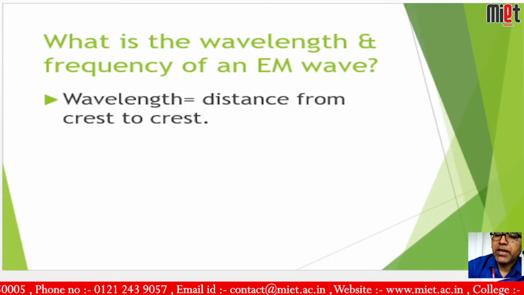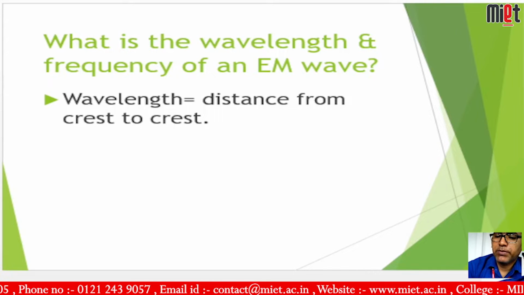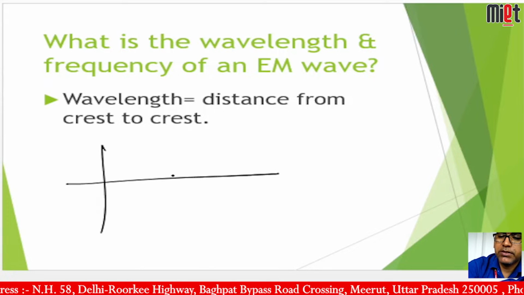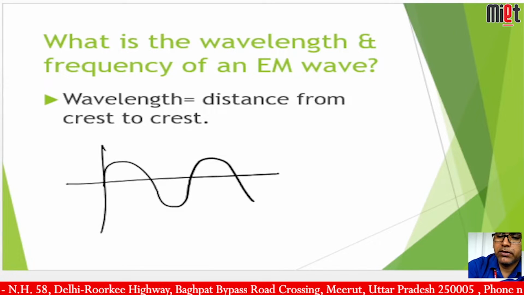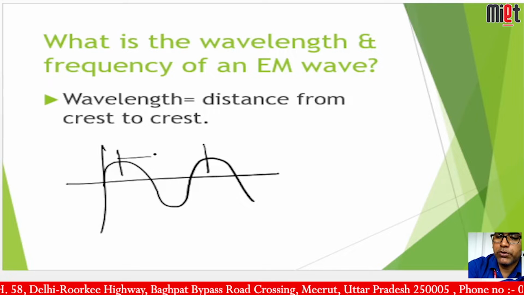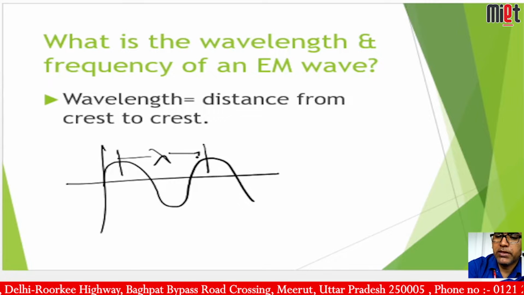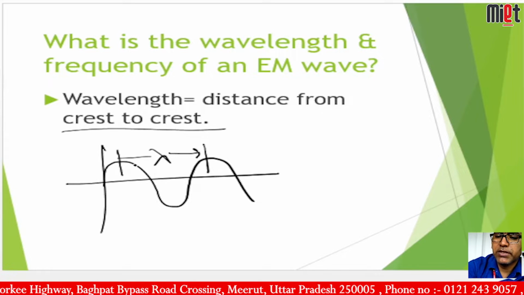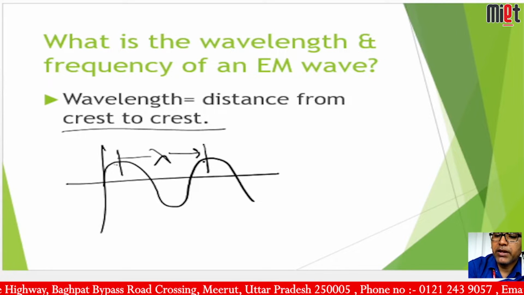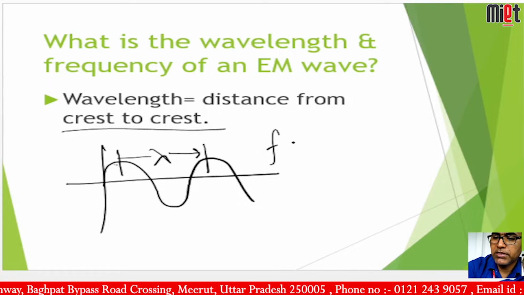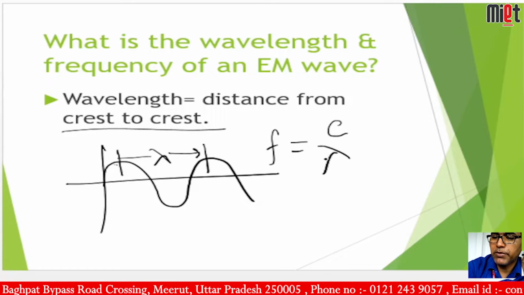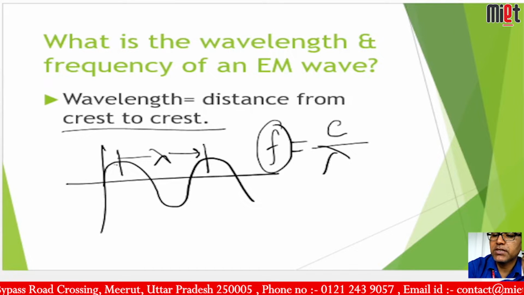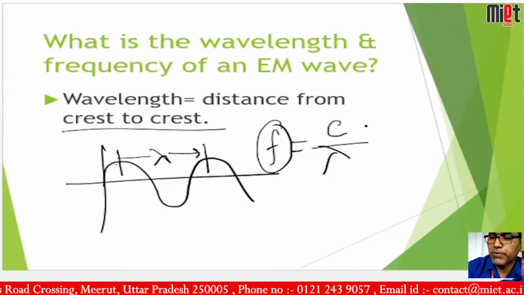Now, what is the wavelength and frequency of an antenna? The wavelength is basically the peak to peak distance. Suppose a wave is like this, then the distance from this point to this point is called the wavelength, also called the crest to crest distance. Frequency is given by f equals c by lambda, where c is the speed of the electromagnetic wave in space.